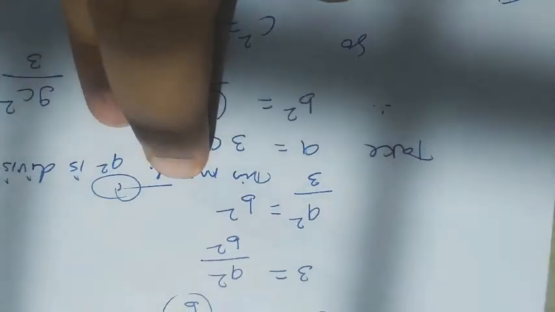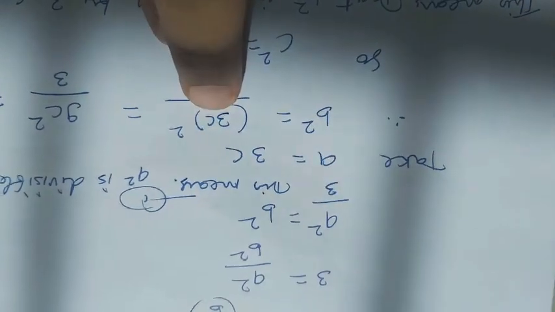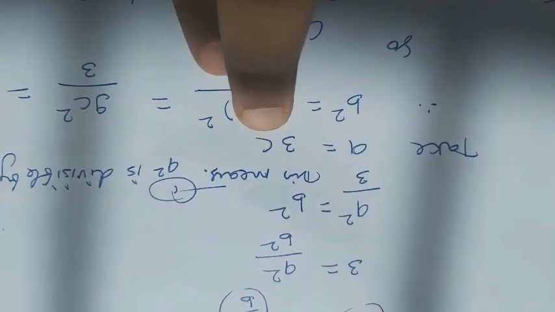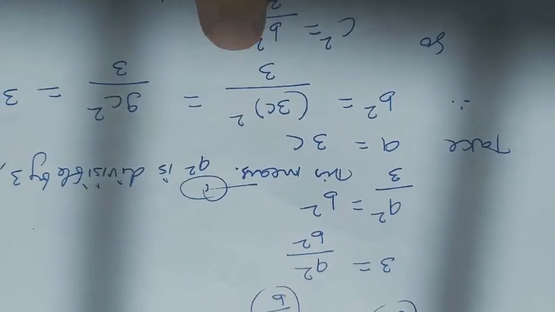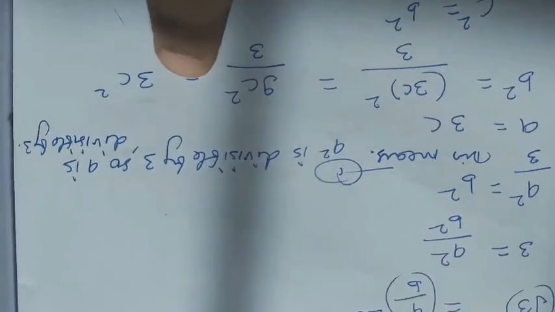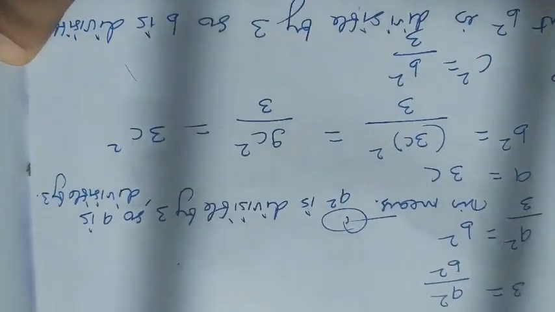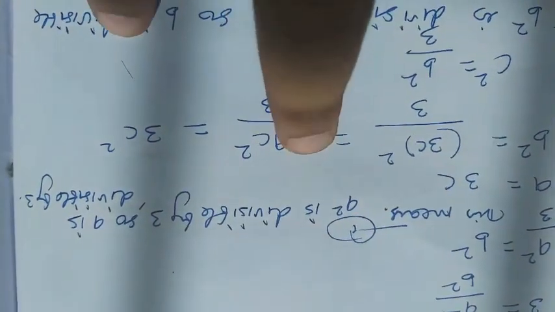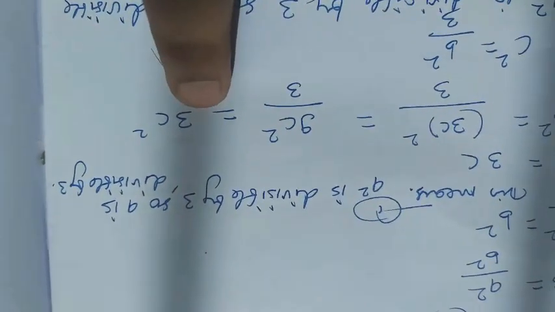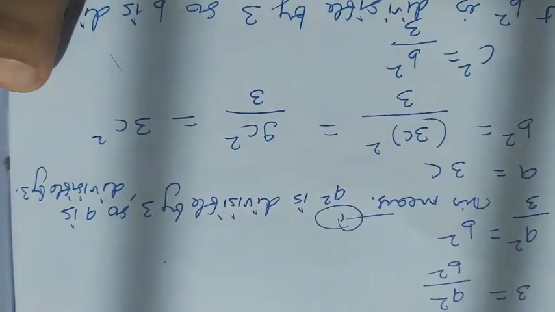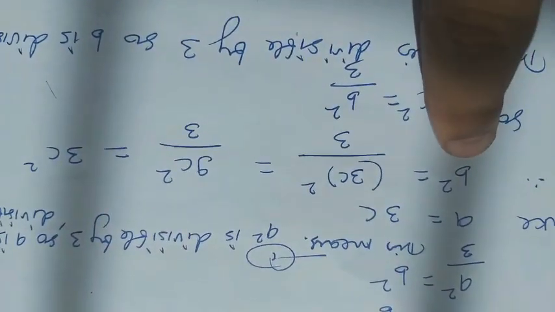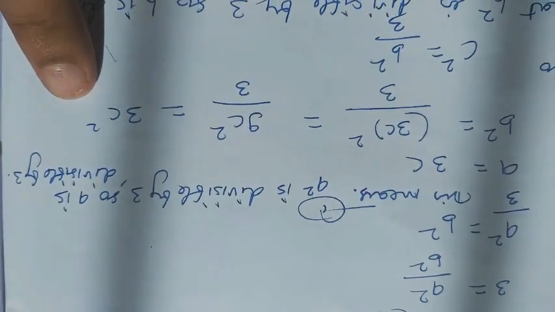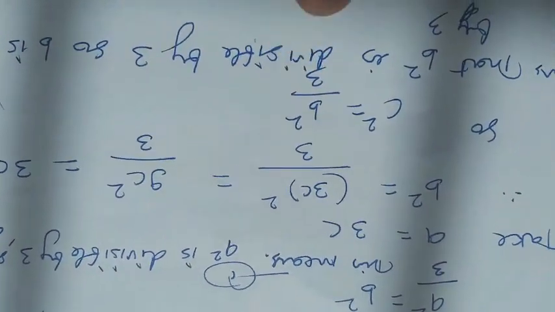Now take a equals 3c. Put it here. So b square equals 3c whole square divided by 3. 3c whole square is 9c square divided by 3, so 9 by 3 is 3. So you will get 3c square. Now b square equals 3c square. So c square equals b square by 3.